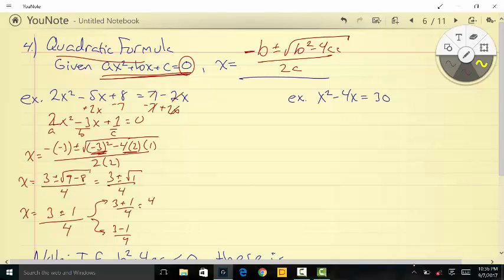3 plus 1 over 4 gives us 4 over 4, which is 1. 3 minus 1 over 4 gives us 2 over 4, which reduces down to 1/2. So our two answers are 1 and 1/2.